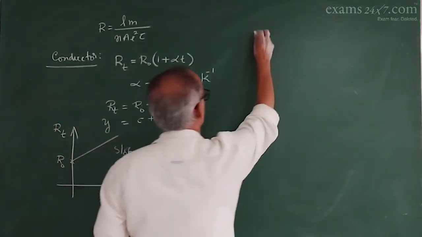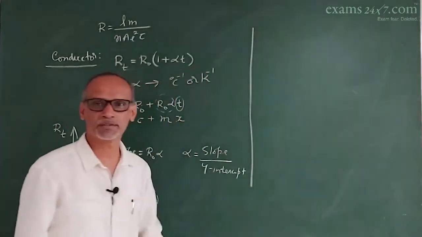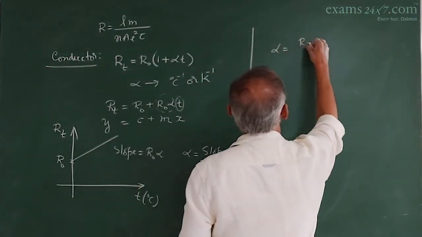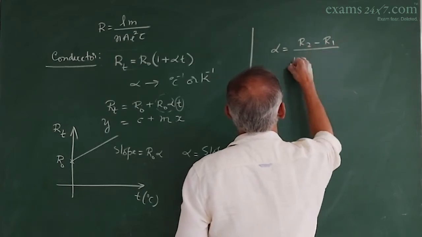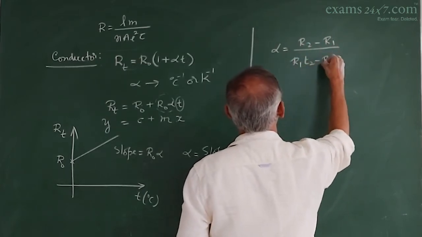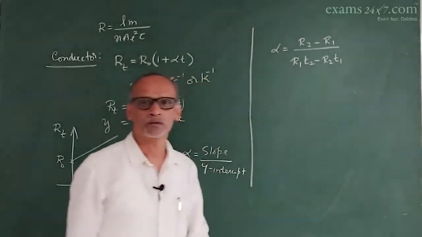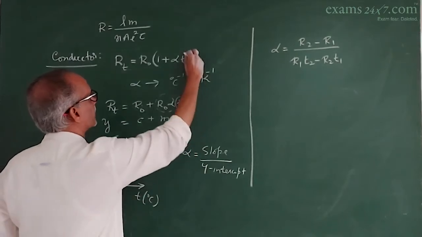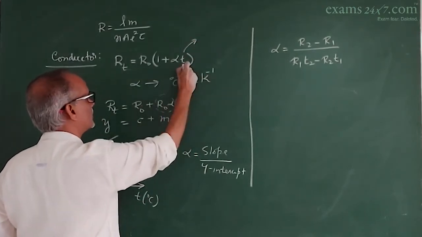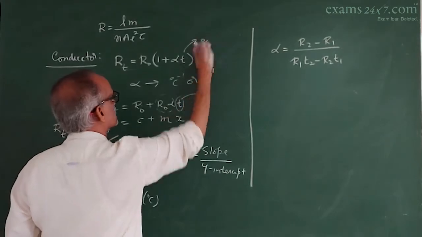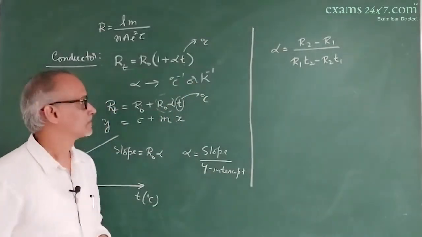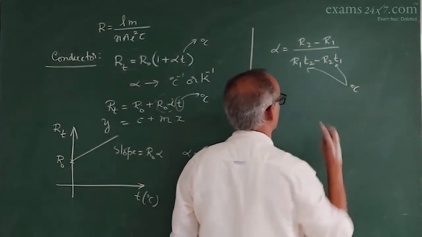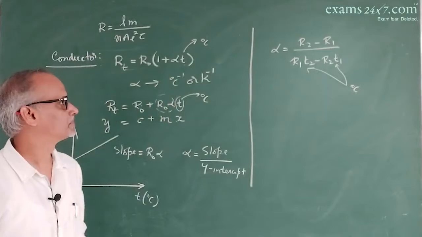Now at two different temperatures, alpha is also given by (R2 minus R1) by (R1 T2 minus R2 T1). And what is important here is whenever you do the substitution in this equation for T, it has to be in degree centigrade only. So even here when you do the substitution for T1 and T2, it has to be in degree centigrade only.